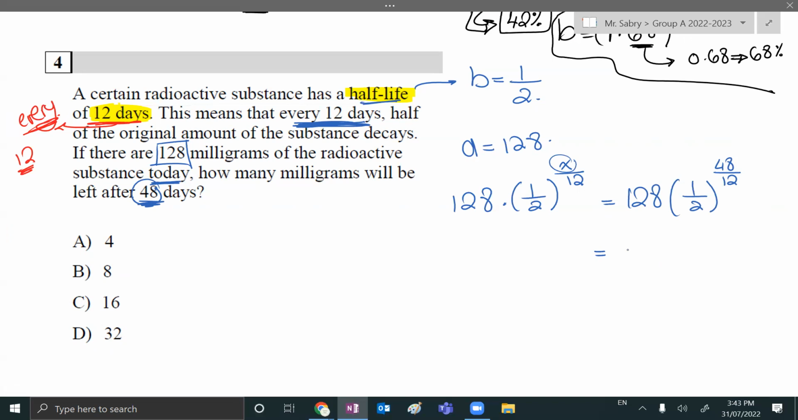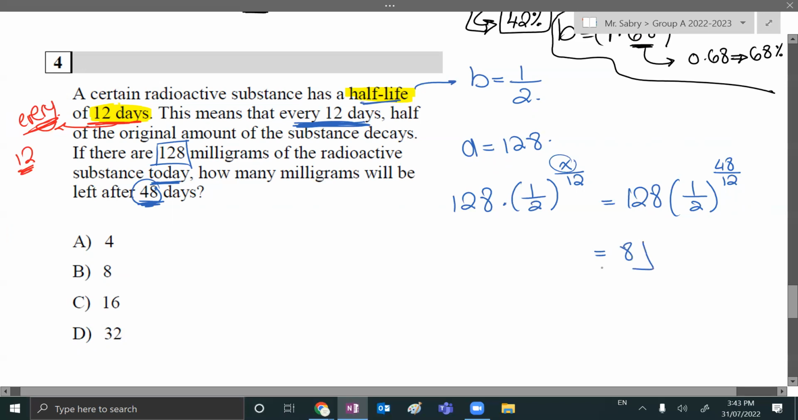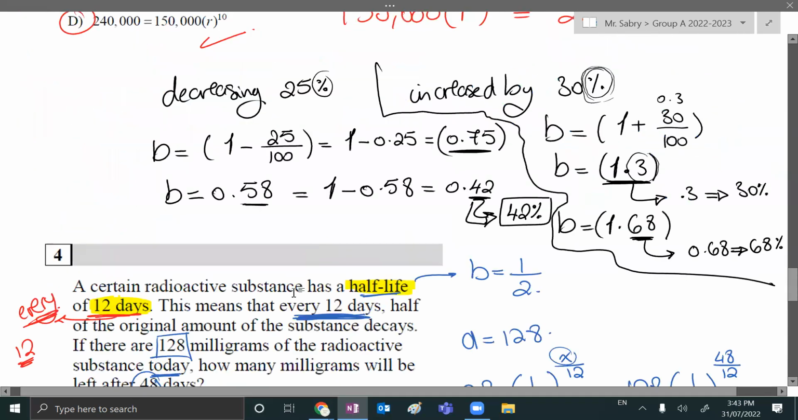Did anyone calculate it? It's 8. Sorry. So it's B. I think and I hope no more problems regarding exponentials at all, right?